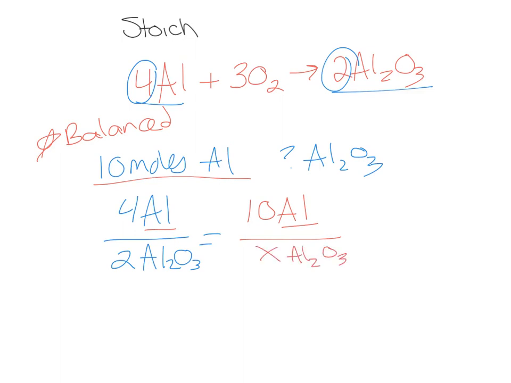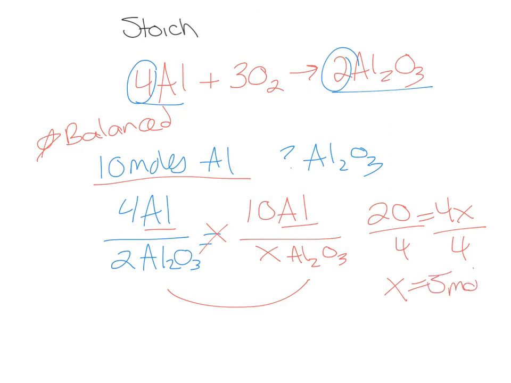Now I label them. You really don't have to, but I label them so I can make sure that if aluminum oxide is on the bottom, it's on the bottom on both sides. Then to solve this, I'm going to cross multiply. And I get that 20 equals 4x. And I divide both sides by 4. And I get that x equals 5. So that's 5 moles of aluminum oxide. Does that make sense? Yes, it does, because it's a 4-to-2 ratio. So if I have 4 moles of aluminum, I'm going to produce 2 moles of aluminum oxide. If I have 10 moles of aluminum, I'm going to produce half the number of moles of aluminum oxide, which would be 5. And that's the answer that I got.